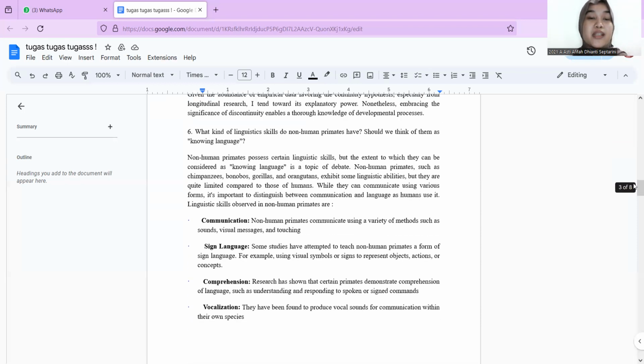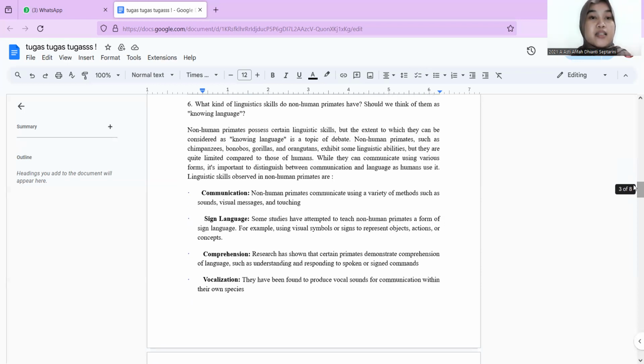Next question is, what kind of linguistic skills do non-human primates have? Should we think of them as knowing language? So our answer is, non-human primates possess certain linguistic skills, but the extent to which they can be considered as knowing language is a topic of debate.